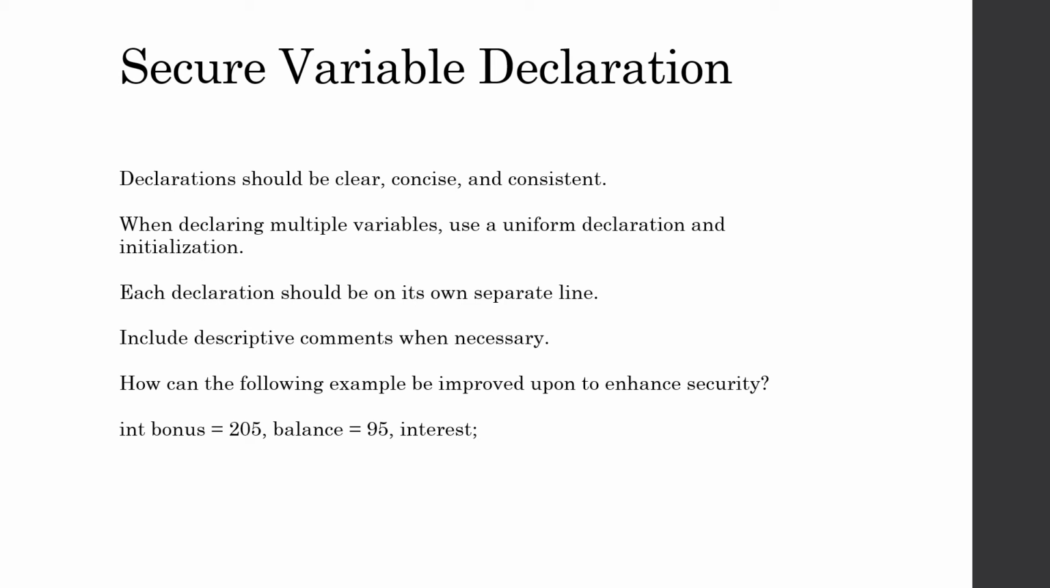Bonus is going to have 205 assigned to it. Balance is going to have 95 assigned to it. And then interest at the very end doesn't have anything assigned to it. So what are some of the things that you could do to improve upon this example to enhance the security of it? To make this a bit more interactive, if you want, you can go ahead and pause the video for a moment and think through a couple of the different things. I'm then going to go ahead and move on to the next slide to actually work through the couple of things that I've added to it to enhance the security.